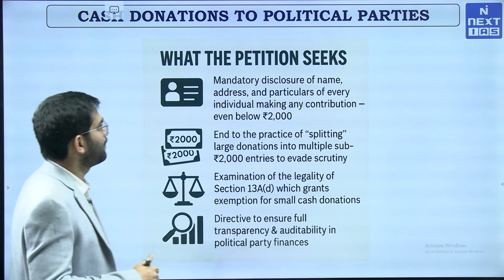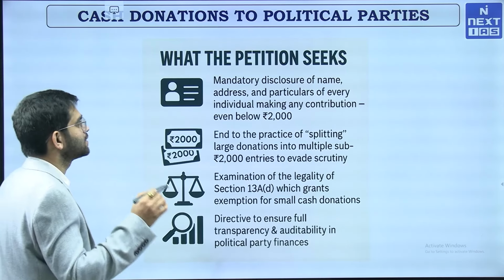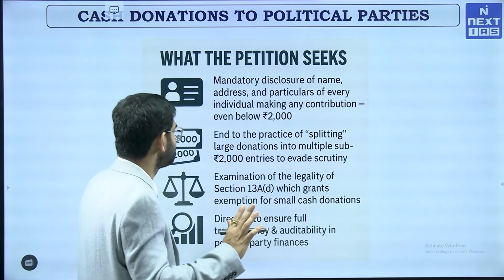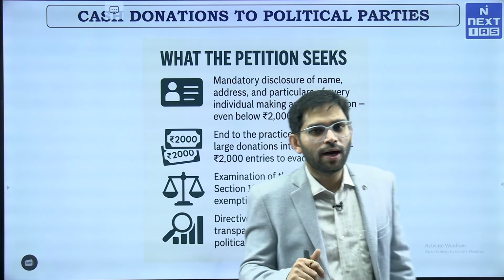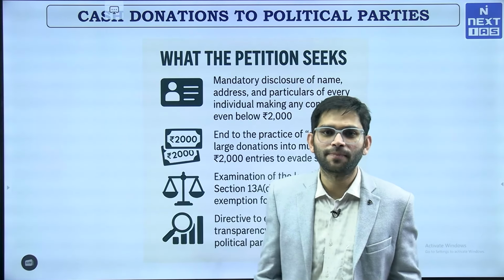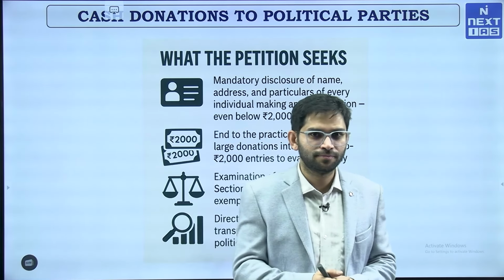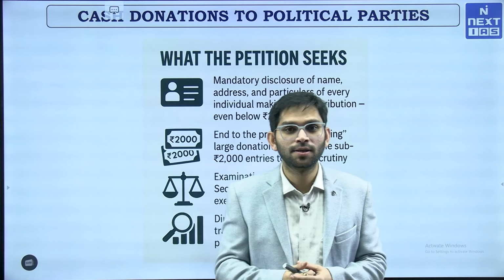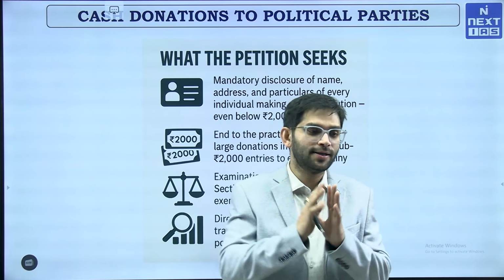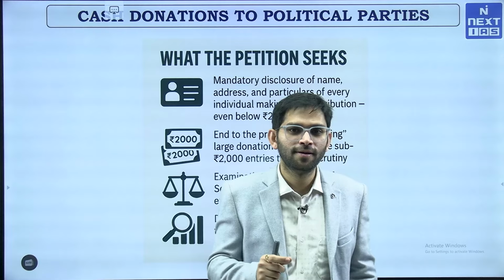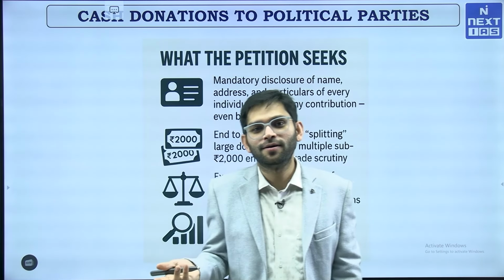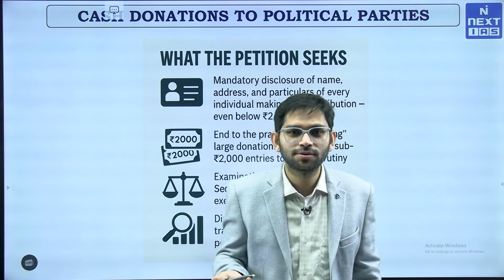Now, what does the petition actually seek? It seeks mandatory disclosure of the name, address and particulars of every individual making any contribution, even below 2000. For example, if I want to attain some benefits with respect to some political party, the party might ask me for a donation. I would say no, I don't want to showcase my face or my name. Then what does the political party say? Under the Income Tax Act, section 13A, there is a loophole. Whatever money you give me less than 2000 will not be accounted, so your name also will not be disclosed.